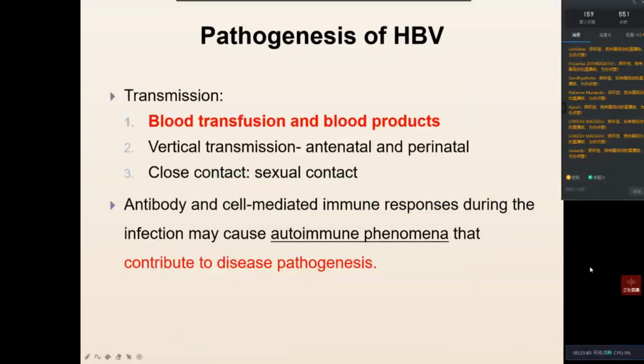Pathogenesis of HBV. Transmission. The major route of transmission is blood transfusion, and also in blood products containing HBV. So that's the major one. But it can also be transmitted through the vertical transmission route. So the mother can transmit HBV to her kid, to her offsprings. Or there is a close contact transmission, especially sexual contact, and that can also transmit HBV.